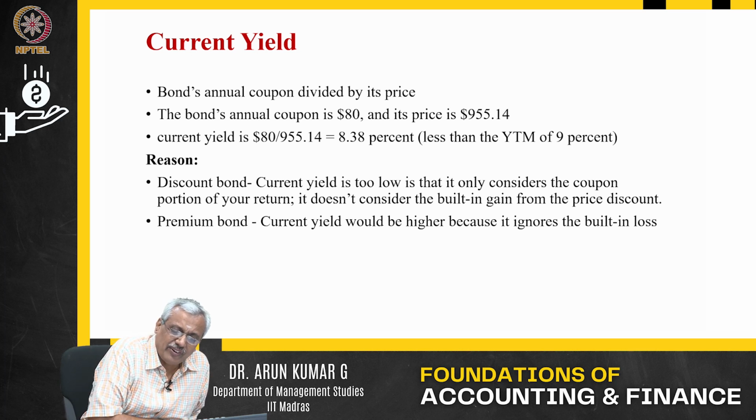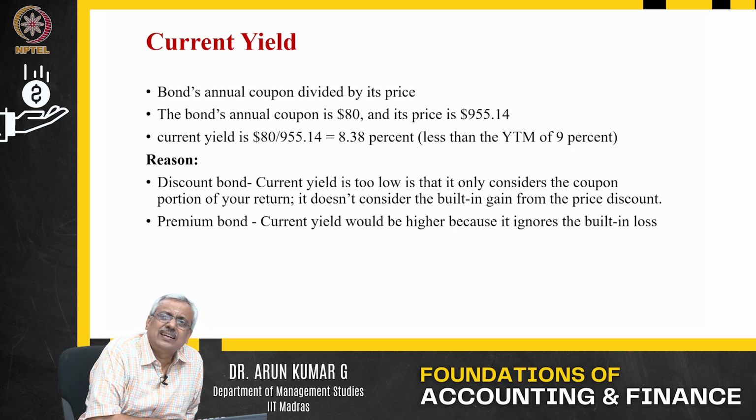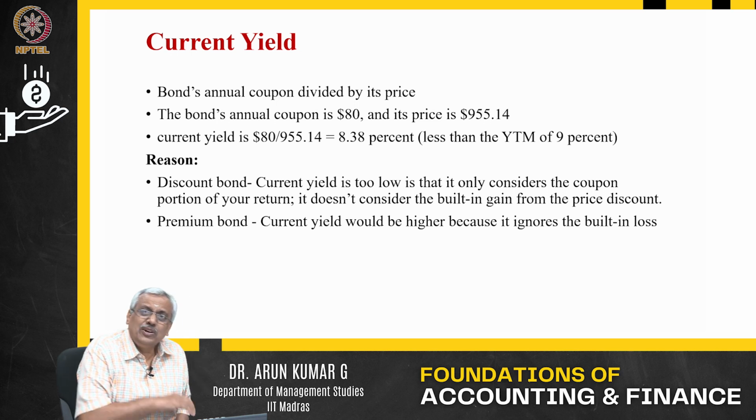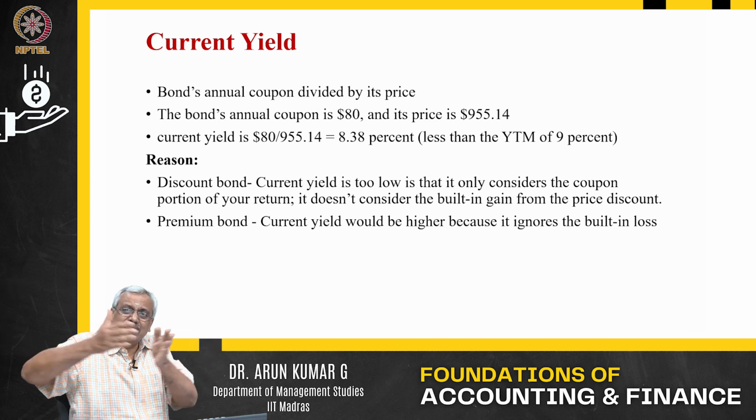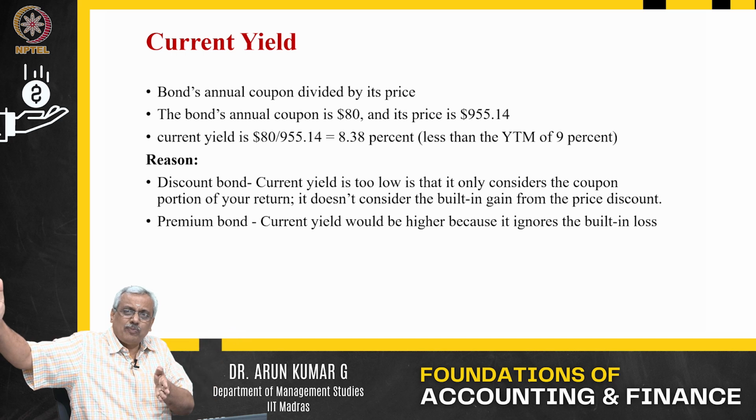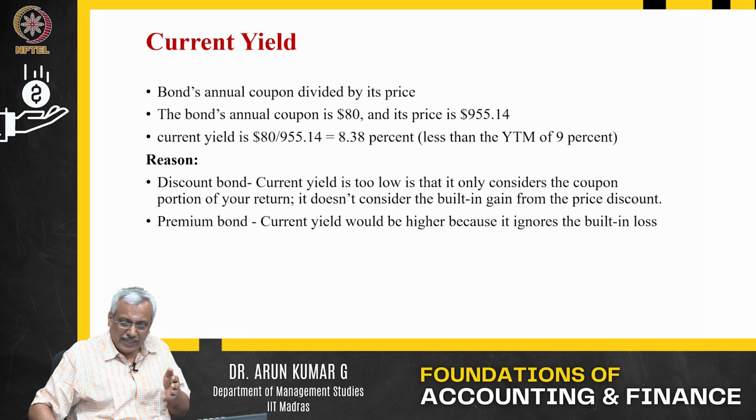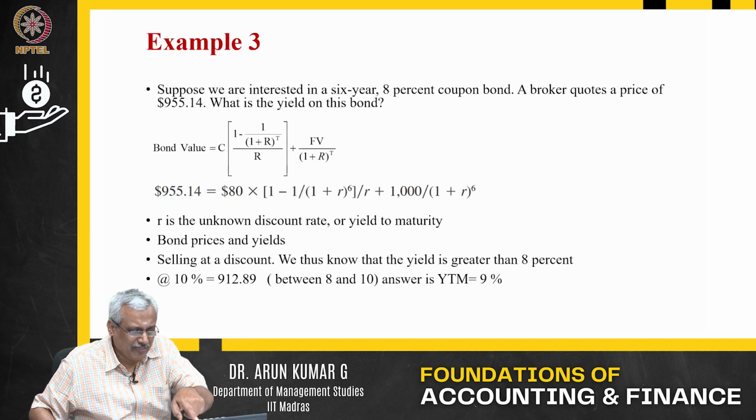80 divided by 955.14. They can say that it's about 8.38, a little less than the YTM. Why is it less than the YTM? When you are talking about YTM, yield to maturity, we are talking about the yield from the date of purchase till the date of maturity. In this particular case, the bond has a life of 6 more years.